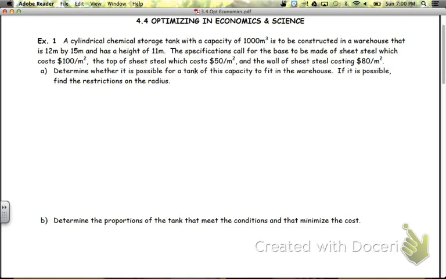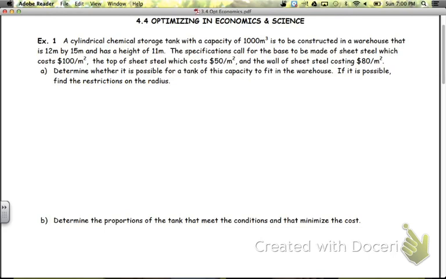So example 1: a cylindrical chemical storage tank with a capacity of 1,000 meters cubed is to be constructed in a warehouse that is 12 meters by 15 meters and has a height of 11 meters. The specifications call for the base to be made of sheet steel, which costs $100 per meter squared, the top of sheet steel, which costs $50 per meter squared, and the wall of sheet steel costing $80 per meter squared.